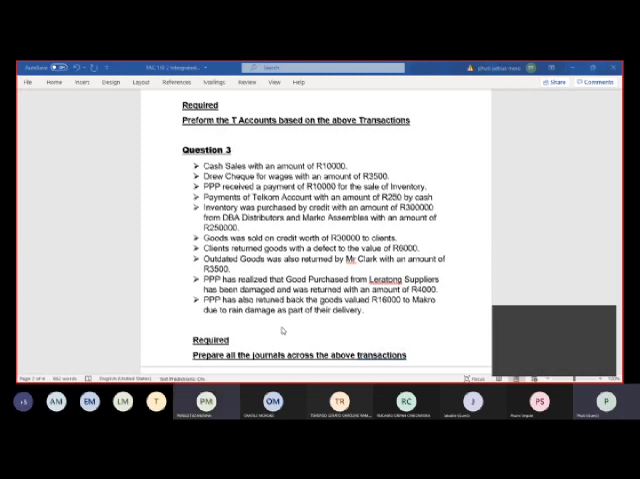Make sense? Last transaction: Triple P has also returned goods valued at 16,000 rand to Macro due to rain damage as part of their deliveries. So purchases returns will also be affected.